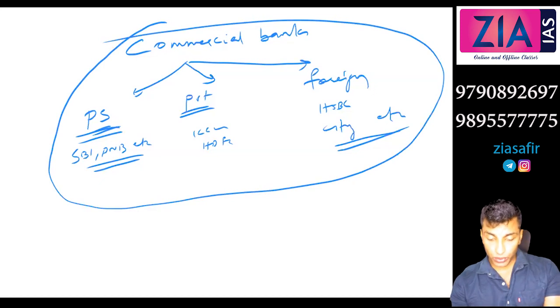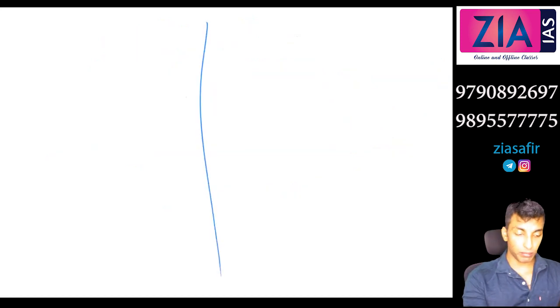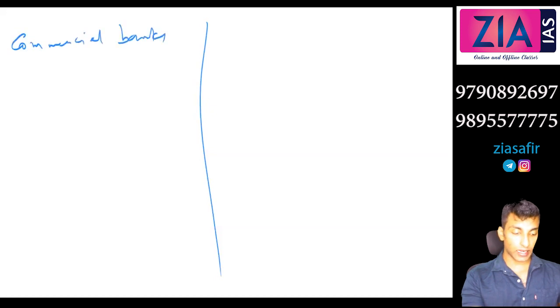Now what I can do is I can make a table or column between commercial banks and cooperative banks, so that it will be easy for you to understand. So on one side, commercial banks, and on the other side, cooperative banks.